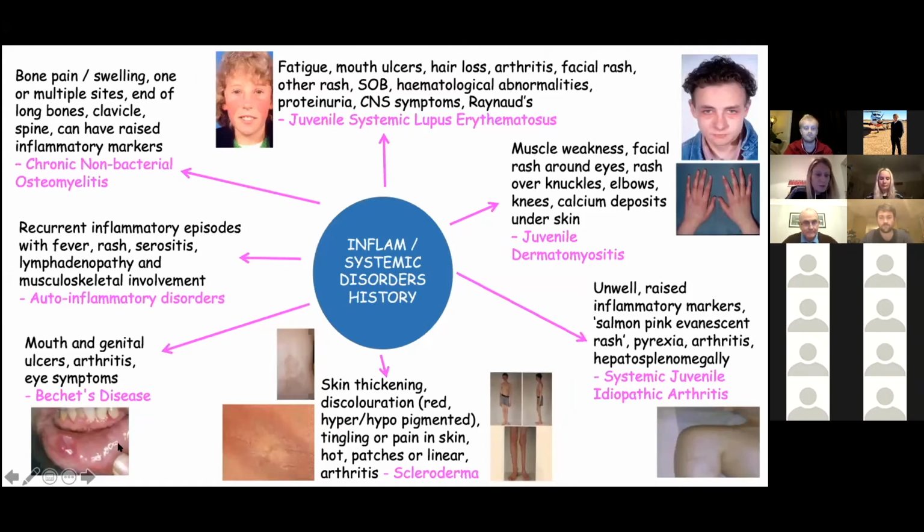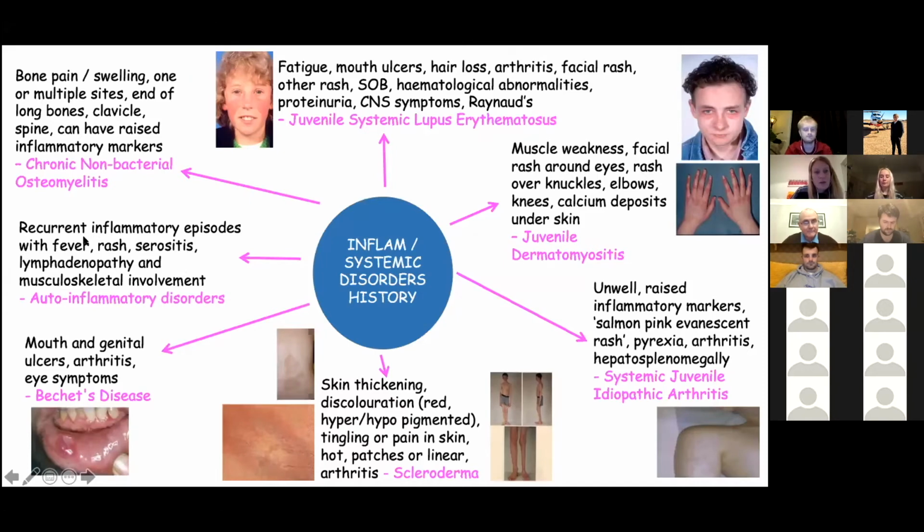Behçet's we talked about briefly, again, very rare in children, but mouth ulcers, genital ulcers, arthritis, and eye symptoms because of this uveitis. Sometimes these patients can have mouth ulcers, and they've been going back to see doctors for ages with recurring mouth ulcers. And then they develop a genital ulcer, which is a bit unusual. We don't often see kids with genital ulcers, and that prompts a diagnosis.